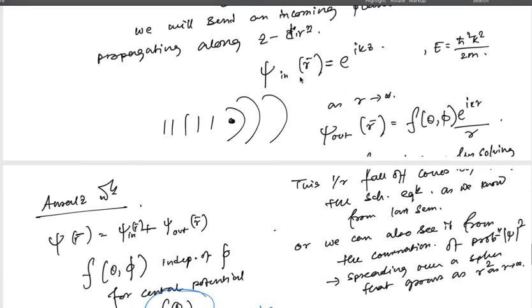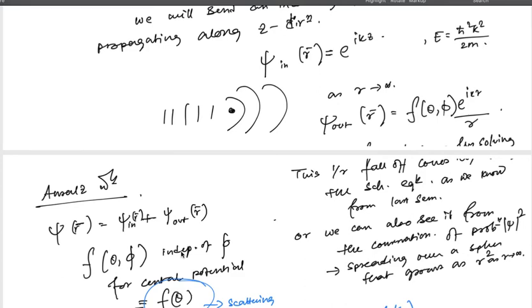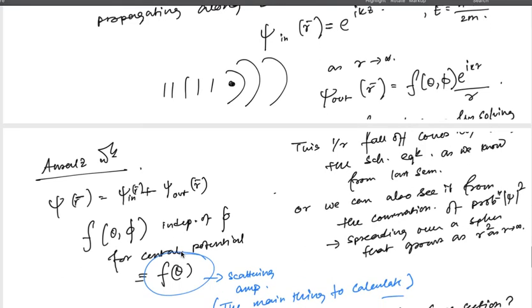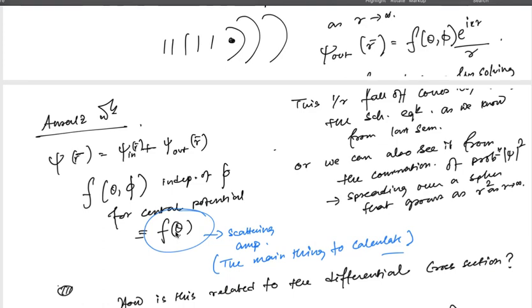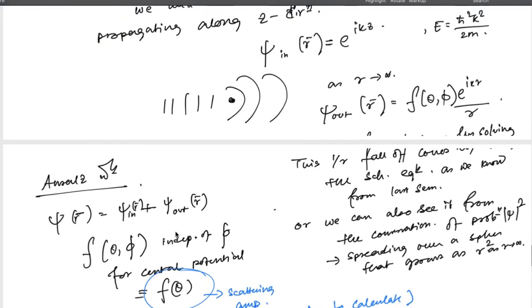We will also work out this form if there is time, starting without making any assumption, and then put in the assumption and write it in this form. Now the Ansatz wave function is basically psi in plus psi out. Also note, if it is a central potential, then it is independent of the azimuthal angle phi, as we discussed earlier. So it will be just f(theta). That is the definition of my scattering amplitude, and that is the main thing to calculate.